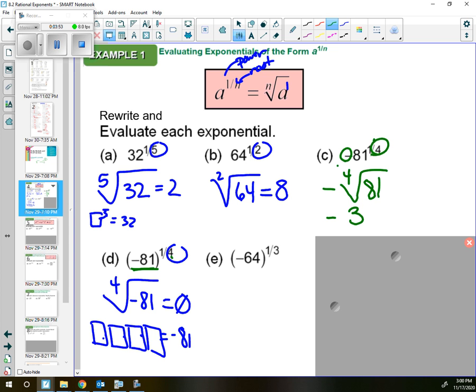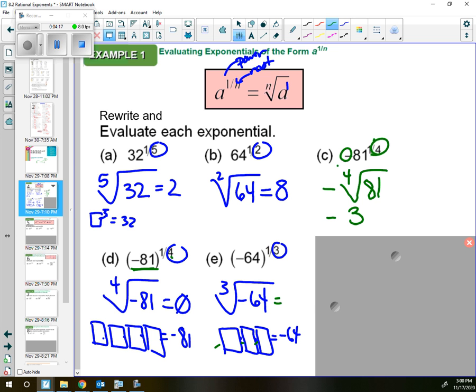All right, so is this a negative base in letter E? Is it inside the parentheses? Absolutely it is. So we're going to be taking the cube root of a -64. Now, is it okay to multiply something times itself 3 times and get a negative answer? Absolutely. A negative times a negative times a negative is going to give you a negative result. So odd roots, totally fine.